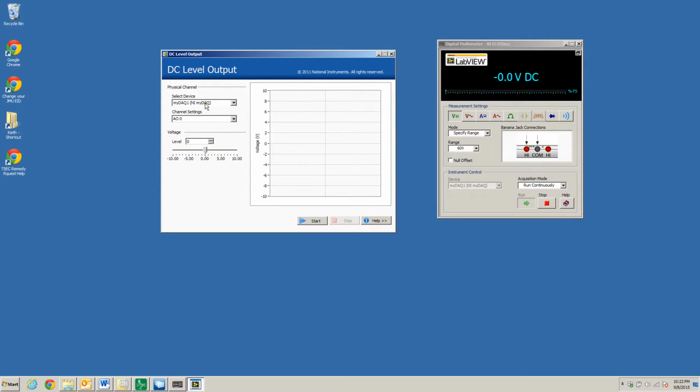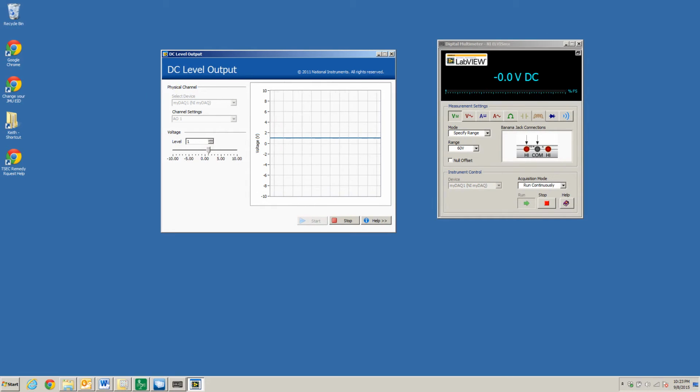So here I can set the DC level output for my device, and I have two different possible channels, the analog output channel 0 and the analog output channel 1, that I can generate an output voltage for. So I'm going to select AO1, analog output 1, and I'm going to go ahead and set that level to 1 volt. When I say start, well, it gives me an indication that it should be outputting 1 volt to the analog output channel.